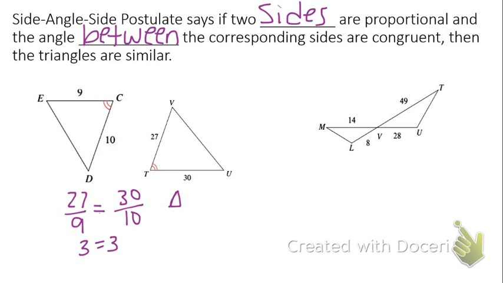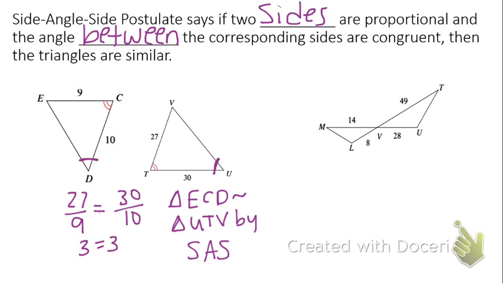So then we can say triangle ECD is similar to triangle UTV by side, angle, side. So it doesn't work if the angles are not between the sides. Like if we knew U and D, we couldn't assume side, angle, side because the angle is not between the two sides.